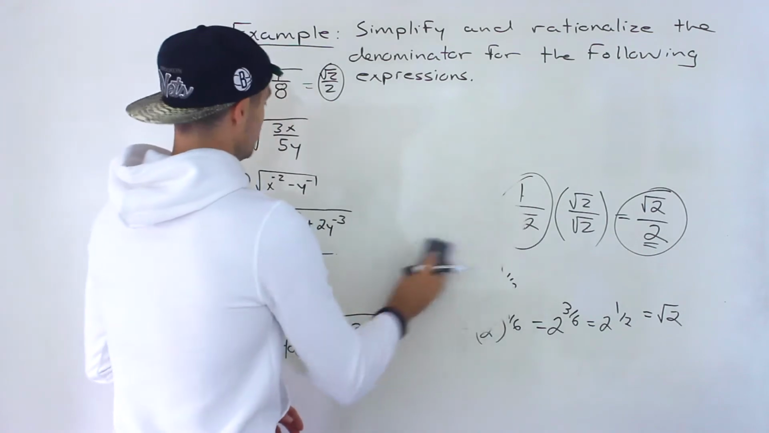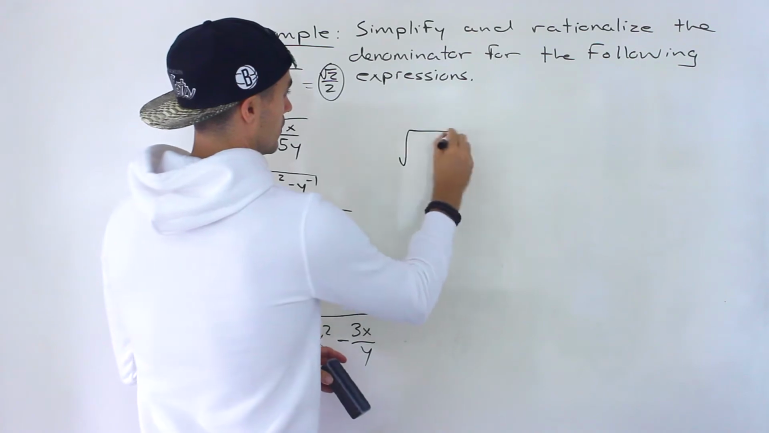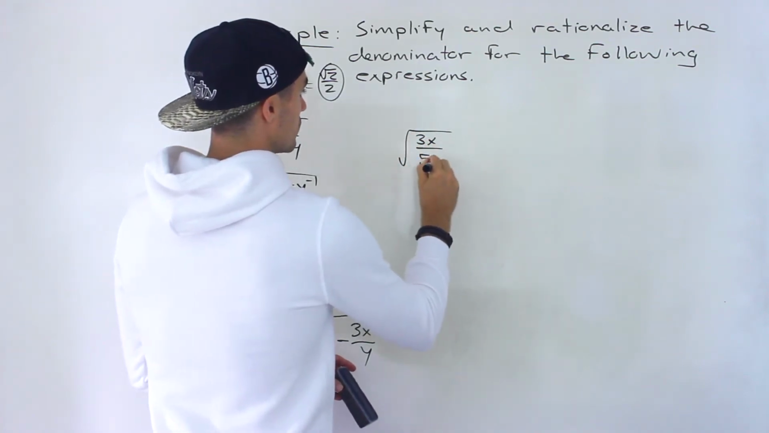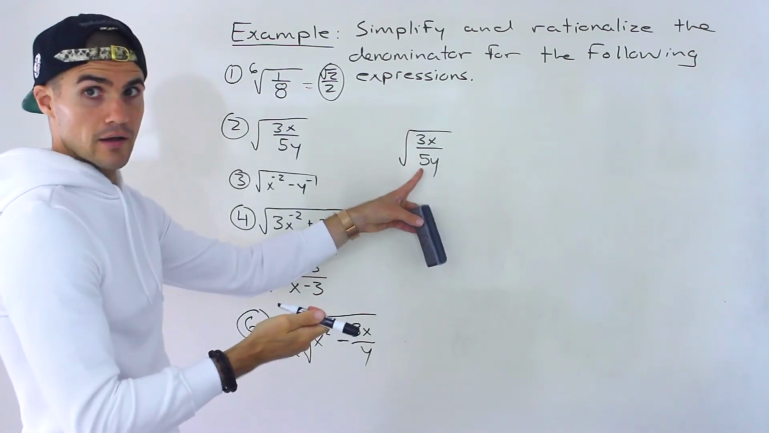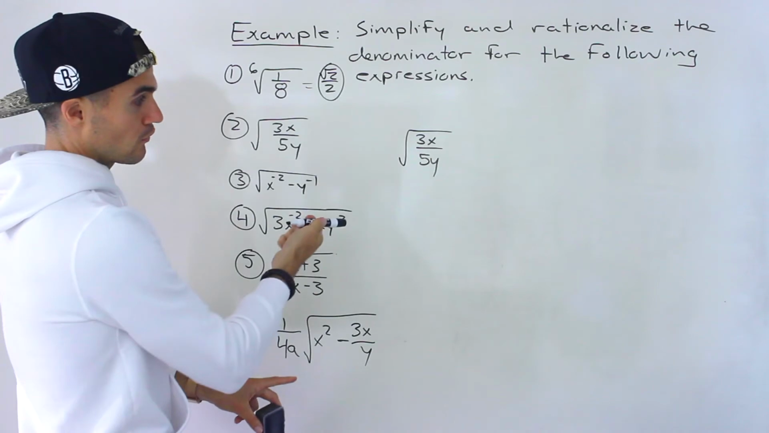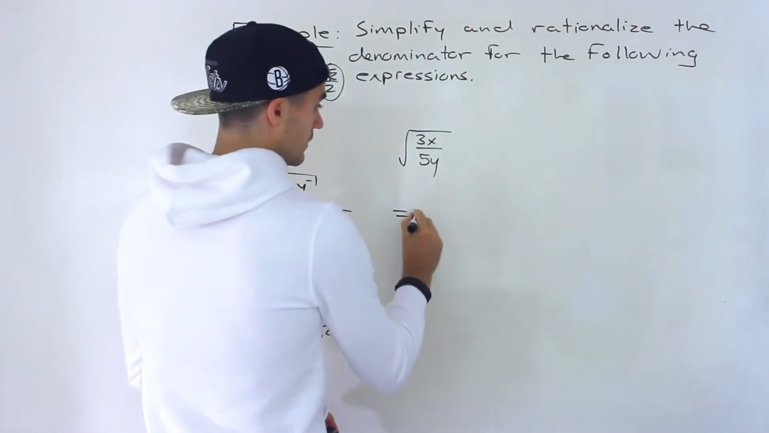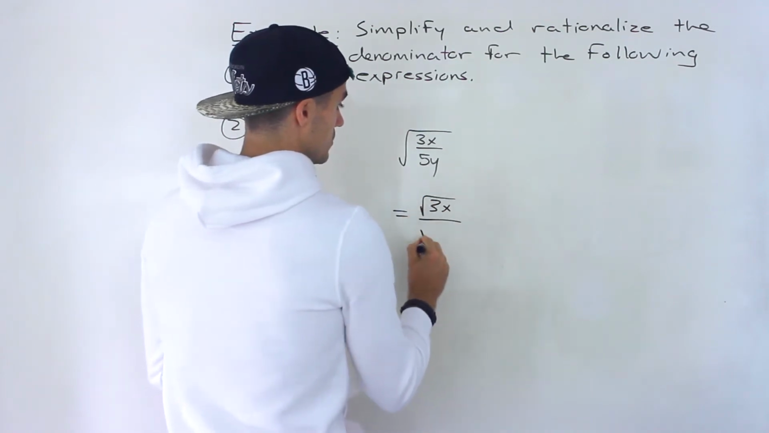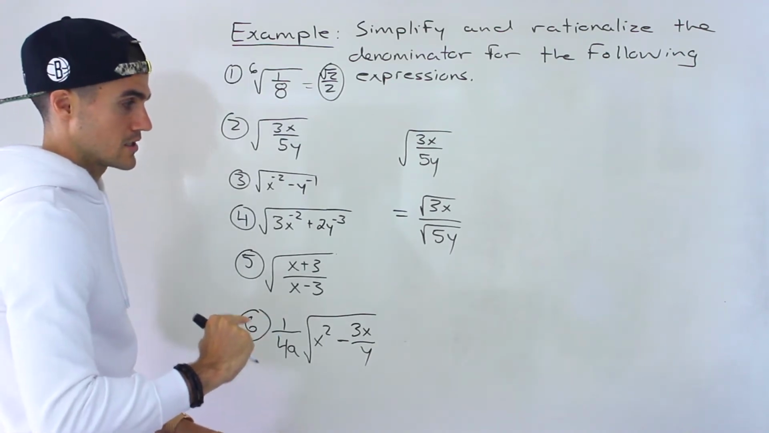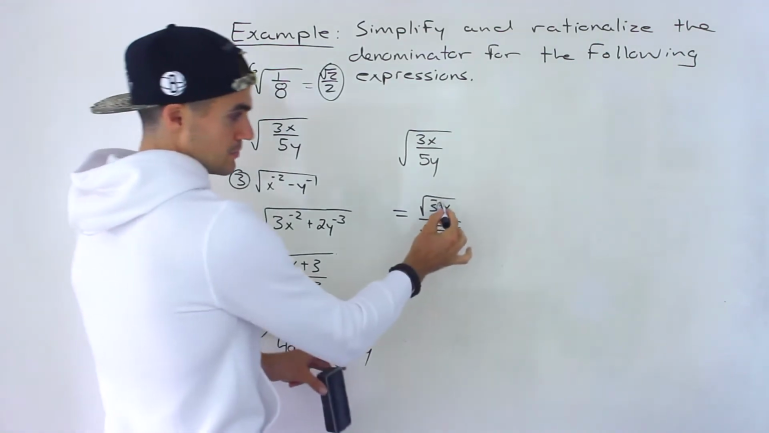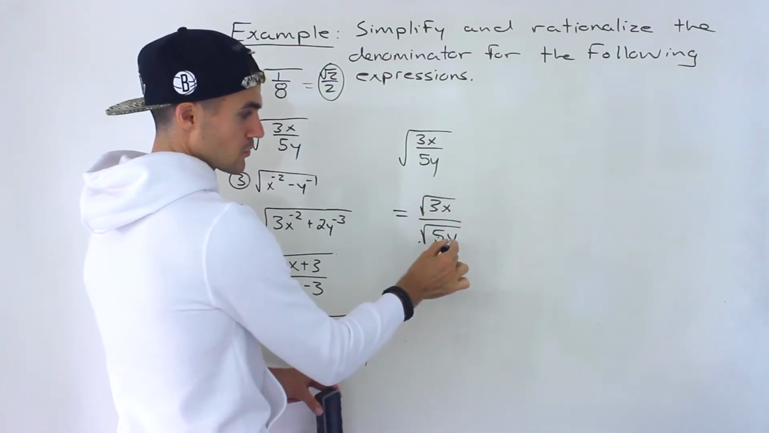Moving on to number 2, we've got the square root of 3x over 5y. First thing I look for, can I simplify this fraction? No, I can't. 3 over 5 doesn't simplify. x over y doesn't simplify. So then I distribute that radical to the numerator and the denominator. Can't simplify these separately, right? Square root of 3, square root of x, square root of 5, square root of y.